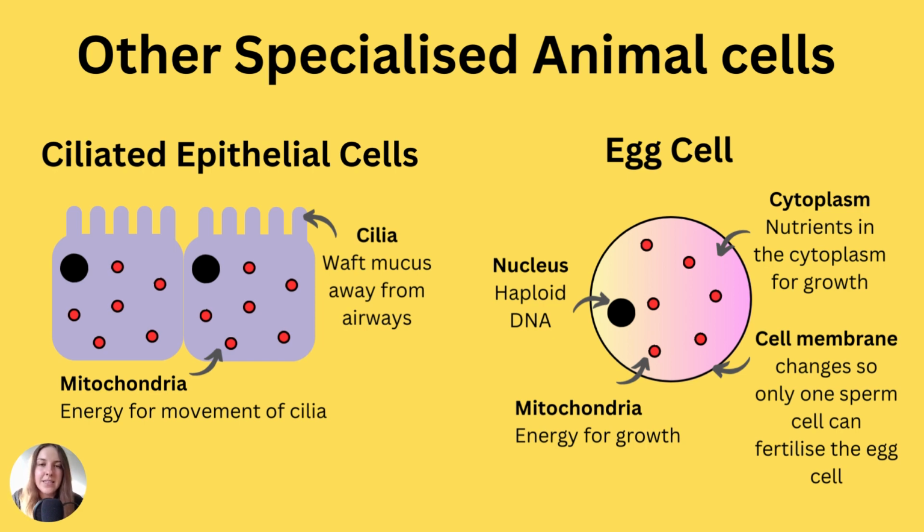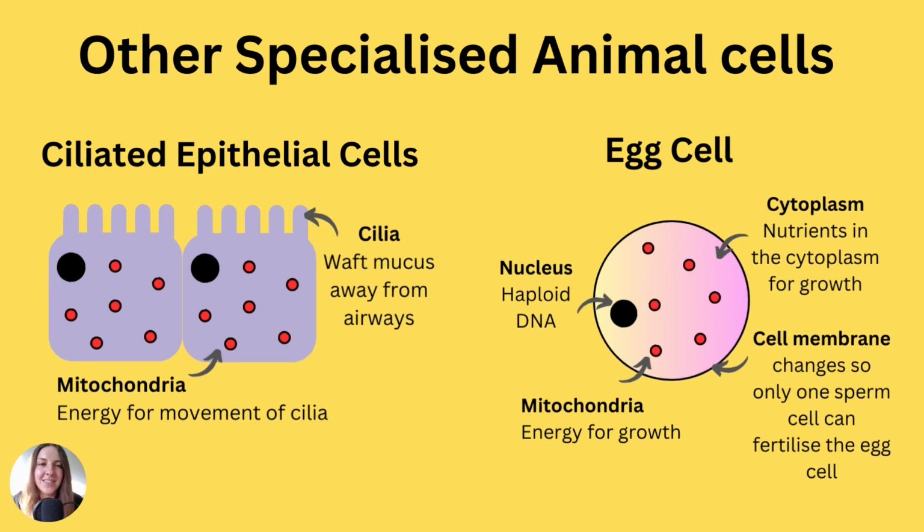The egg cell is again a haploid cell like the sperm cell, and it has a very rich cytoplasm that has lots of nutrients in for cell growth. It also has lots of mitochondria, again, for energy, for growth of the cell. And its cell membrane is very specialized because it has the ability to change once a sperm cell fertilizes that egg cell. The cell membrane changes so that only one sperm cell can enter the egg and fertilize it.